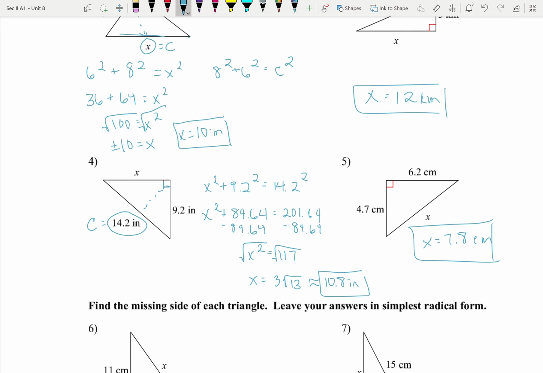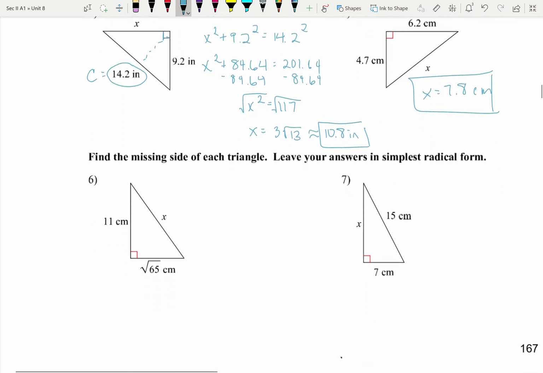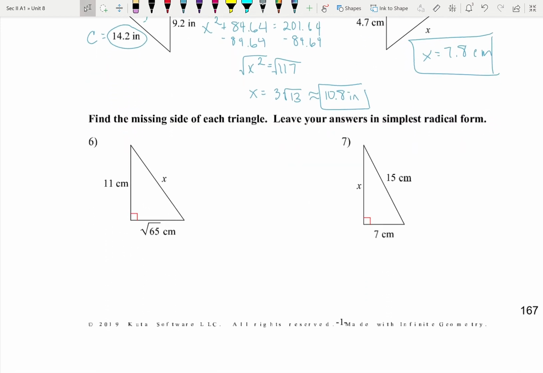Okay. Now to 6 and 7, really these are just more example problems. Number 7, I'm not going to do with you, but I will tell you that the final answer is 16.6 centimeters. So you're going to want to do that one on your own. Number 6, let's talk about, because of this radical side, what happens to our equation when we do that.